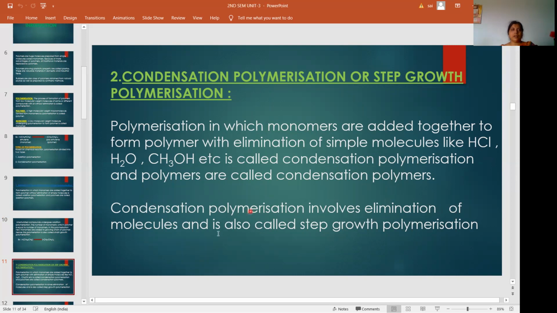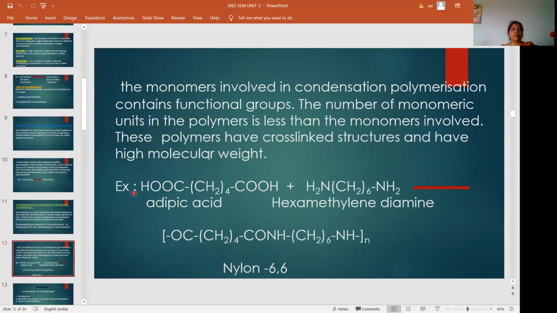So when monomers are added, elimination of molecules takes place. Since a molecule is eliminated at each step, it is also called step growth polymerization. In this polymerization, the monomers involved have functional groups, and not all the monomers will be absorbed; somewhat fewer monomers are absorbed in the polymer. These polymers can have a cross-linked structure, whereas addition polymers have a straight chain structure. Condensation polymers are high molecular weight, while addition polymers are low molecular weight.